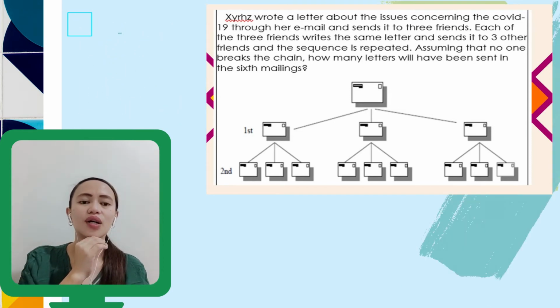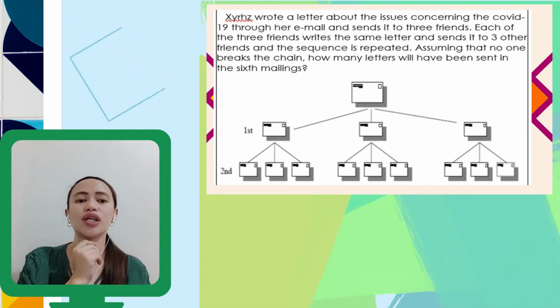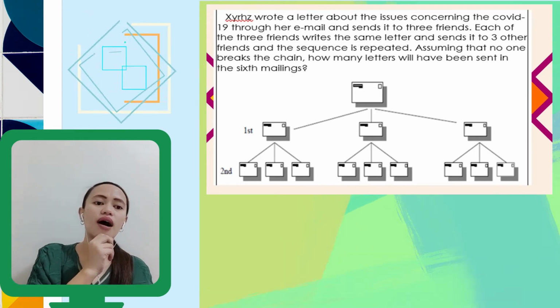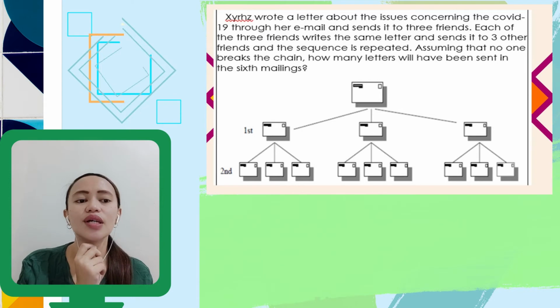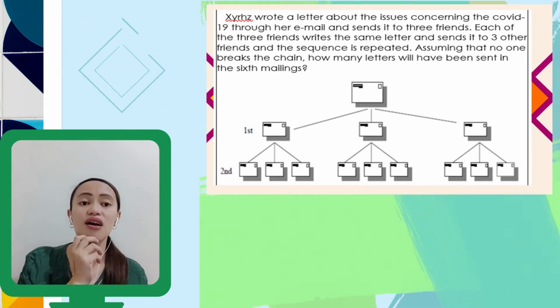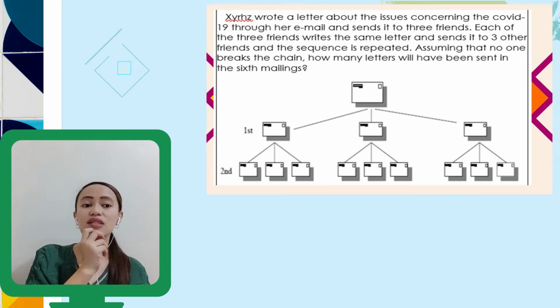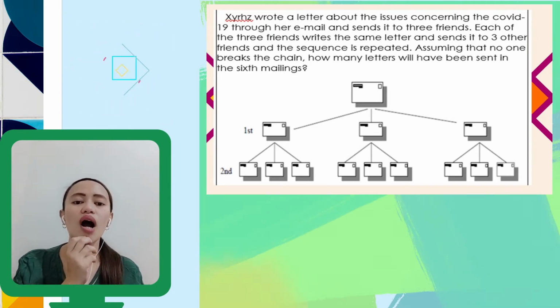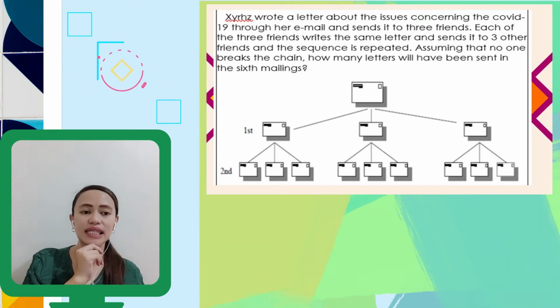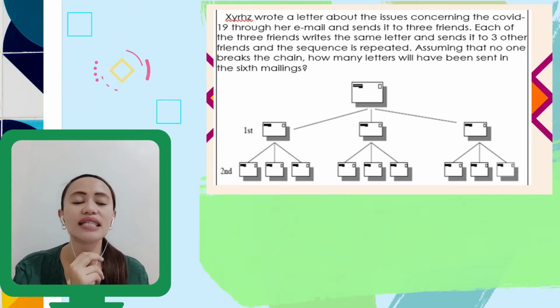A person wrote a letter about the issues concerning COVID-19 through her email and sent it to 3 friends. Each of the 3 friends writes the same letter and sends it to 3 other friends, and the sequence is repeated. Assuming that no one breaks the chain, how many letters will have been sent in the 6 mailings?